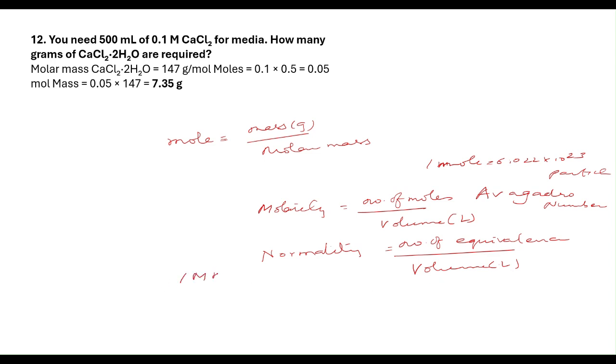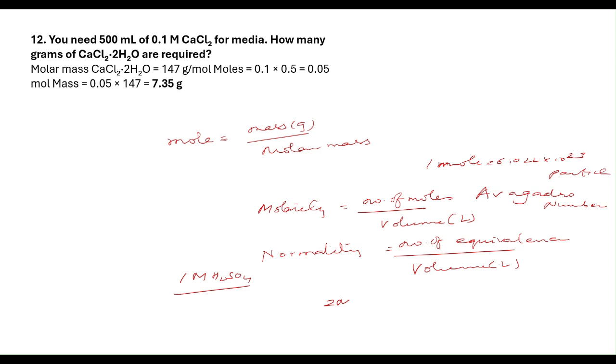Now say I have 1 molar sulfuric acid. What could be the normality? Its normality will be different from the molarity because it has a number of equivalents. Two H plus ions will be released, so it will be a two normal solution if we take 1 mole of sulfuric acid, because two H plus ions will be given by it.